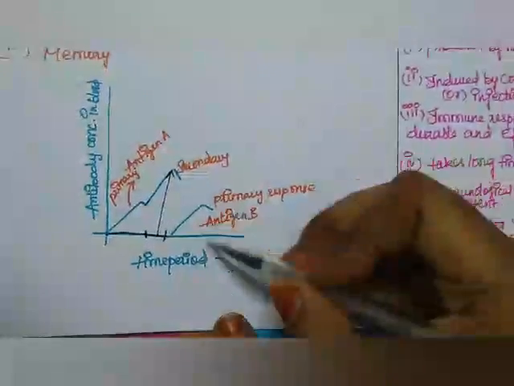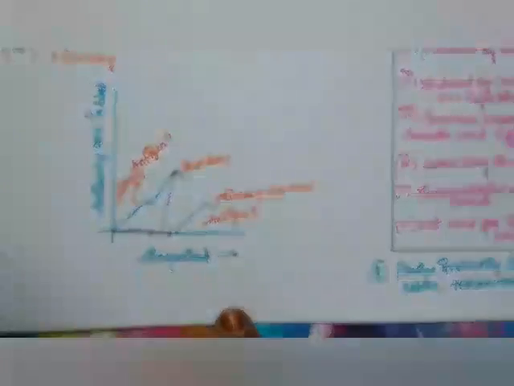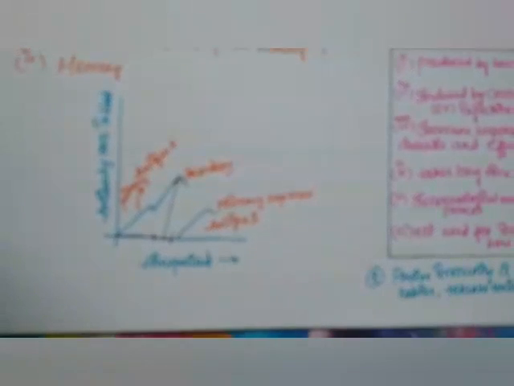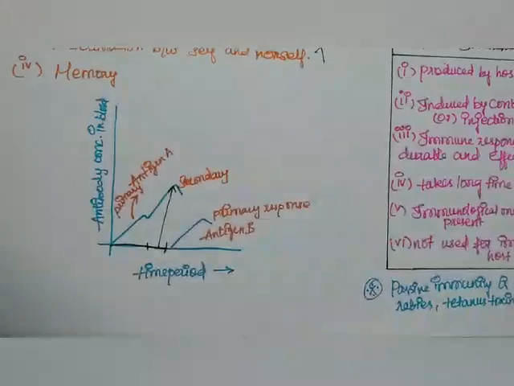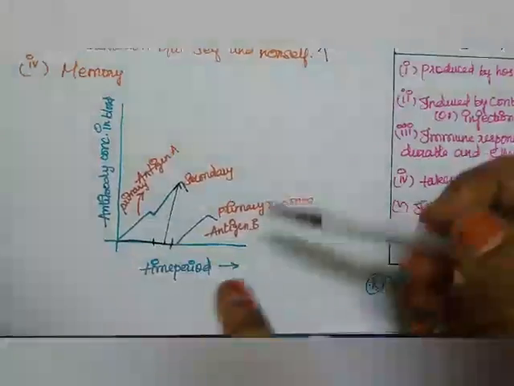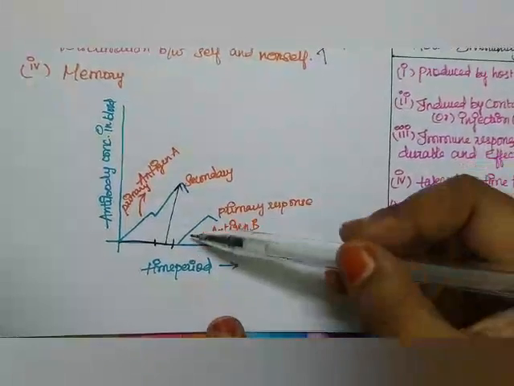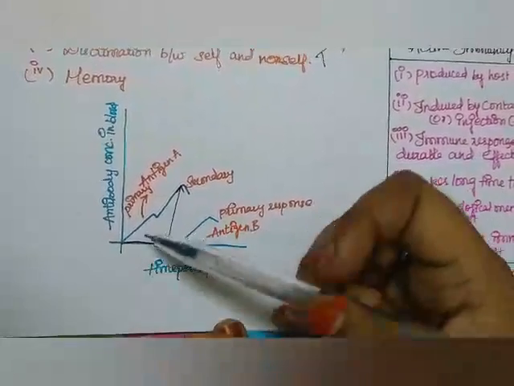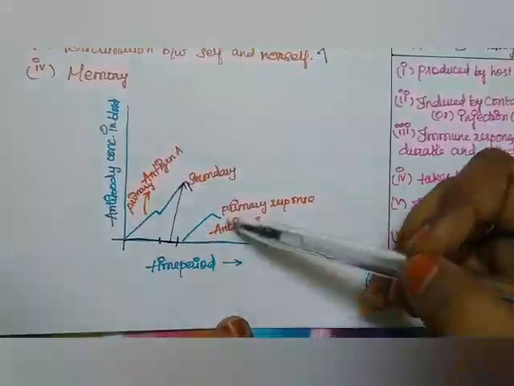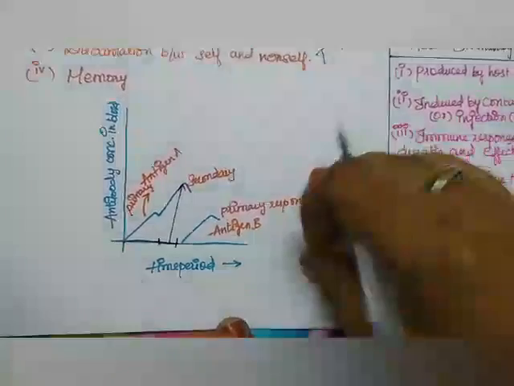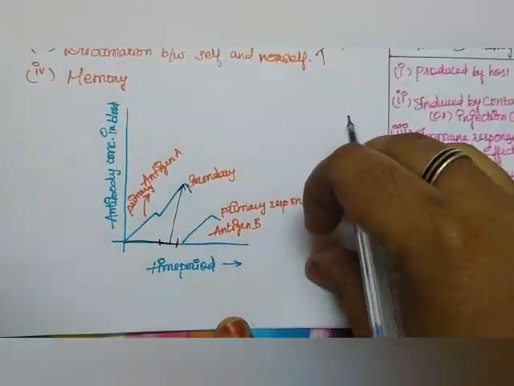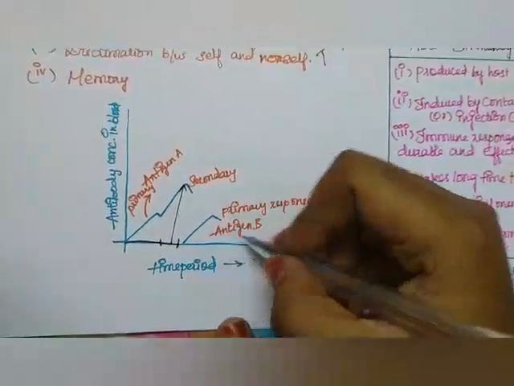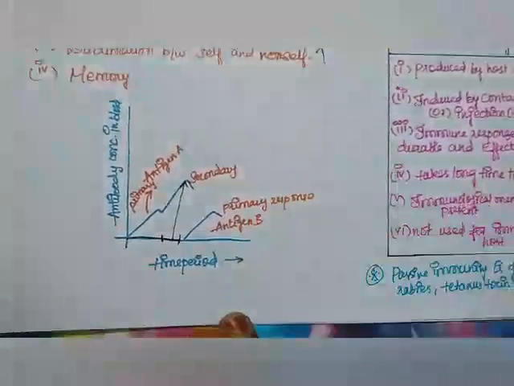Now when antigen B, we have different types of antigen present on even the same pathogen, or they can be present on different types of pathogen, encounters the body, it produces a response. So as stated, antigen A and antigen B, when they are new to the body, take a very long time to respond.